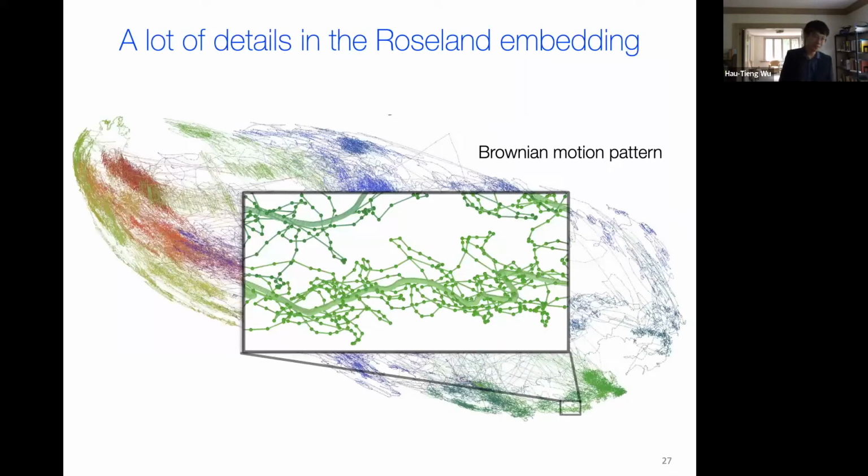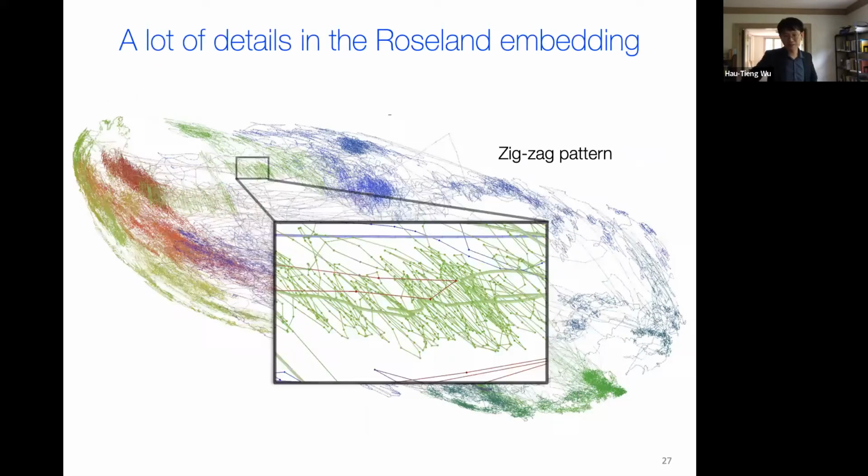So you can see, as I mentioned quickly before, there are a lot of details in the Roseland embedding. In this region, it is kind of like Brownian motion, but here it's like zigzag, zigzag, zigzag. So they have several different dynamics. So after talking to physicians, I considered how I could provide an index that you can use more conveniently, and that you can accept and understand what we are talking about.